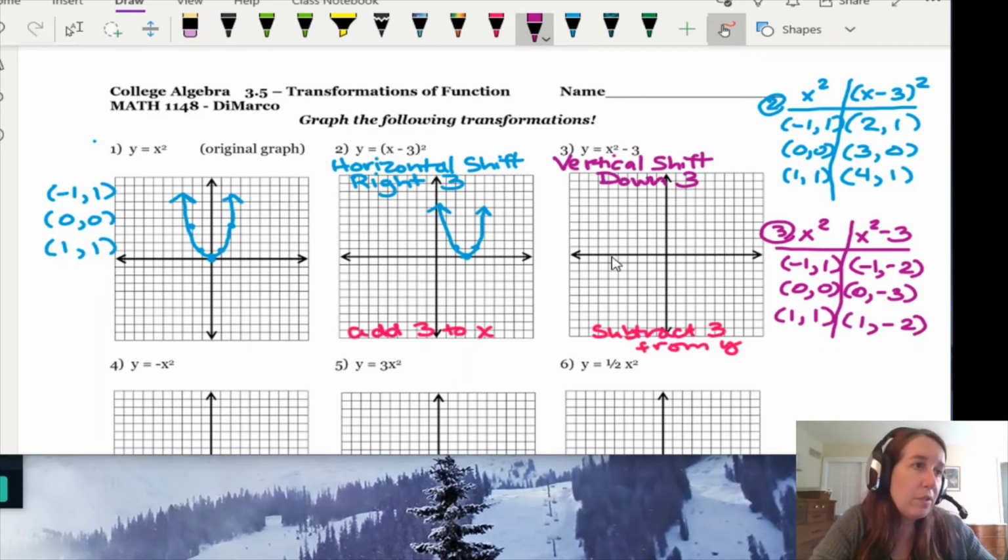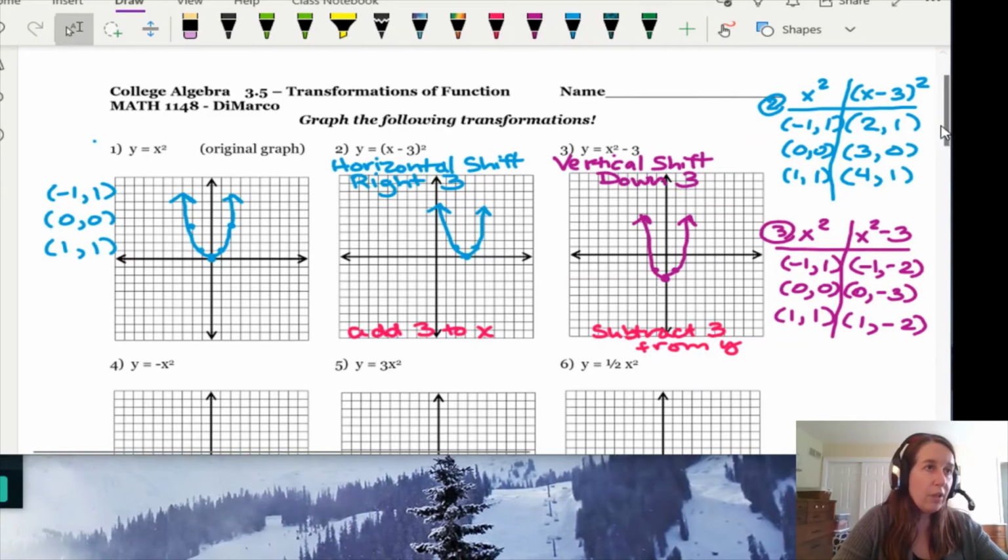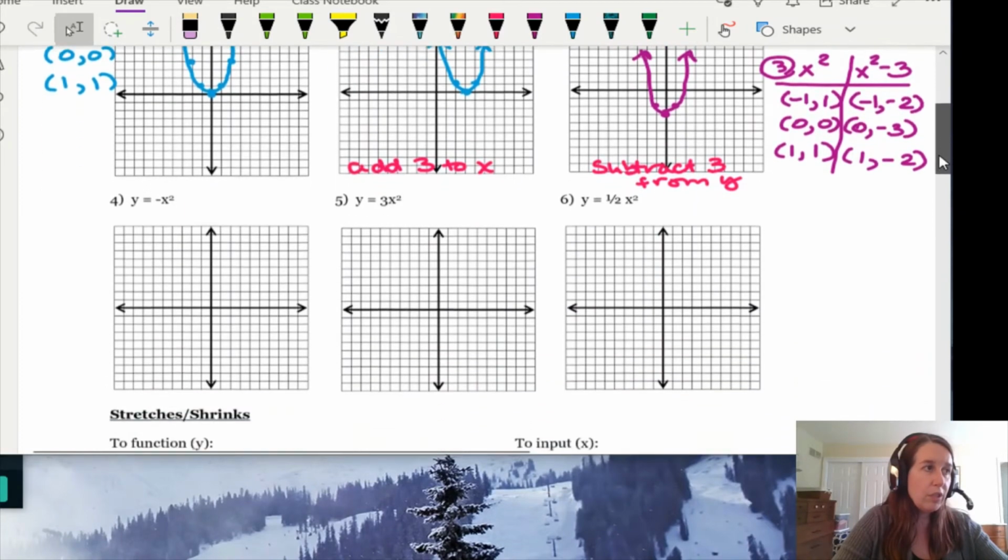Okay, let's pull out those points and see how it went. So negative 1, negative 2, 0, negative 3, and 1, negative 2. Okay, and as you can see, the parabola is the same shape, but it's shifted down by 3. Okay, that's why it's called a vertical shift. All right, let's look at a couple of others similarly.